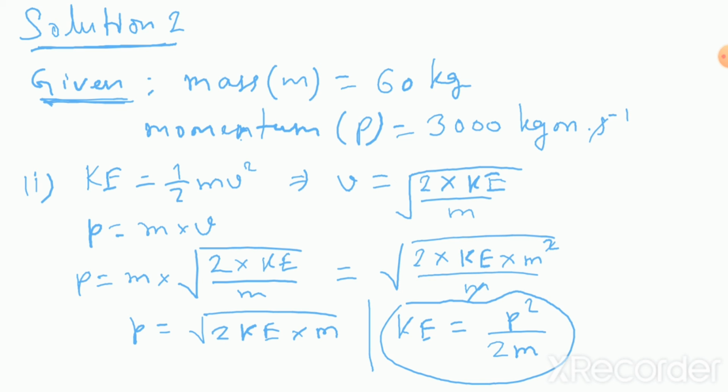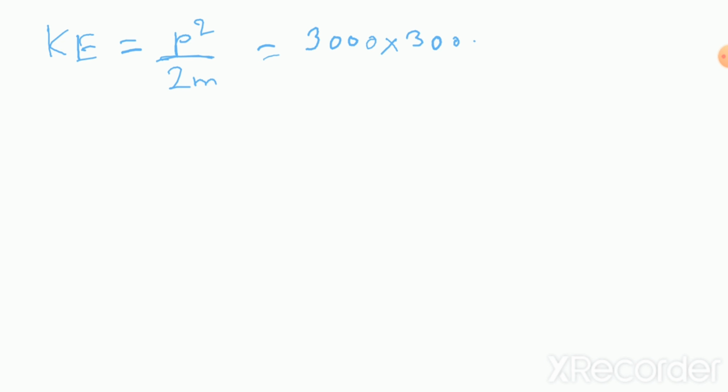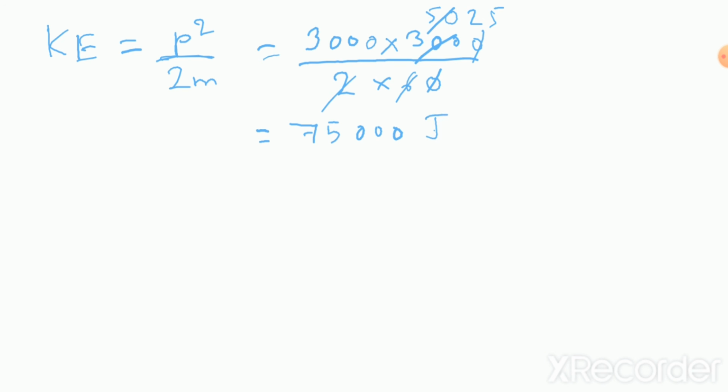Let us move on to the next page. So kinetic energy equals P square by 2m. P square means 3000 kg meter per second squared, so 3000 into 3000 by 2 into the mass, 60 kg. 6 5 is 30, and here 225. So it turns out to be 75 and then 3 zeros, 75,000 joules. So this is the value of the kinetic energy.